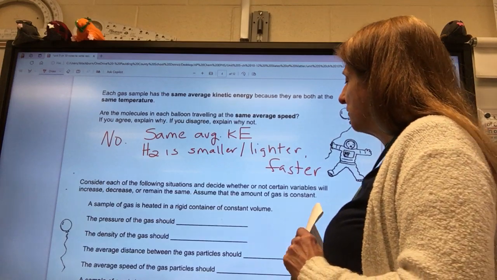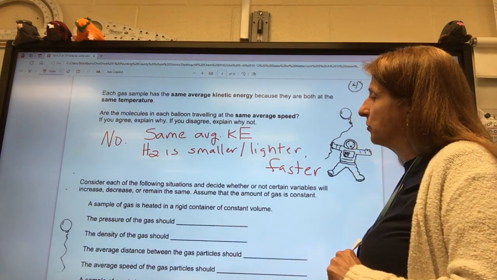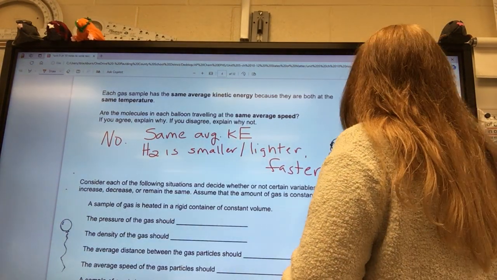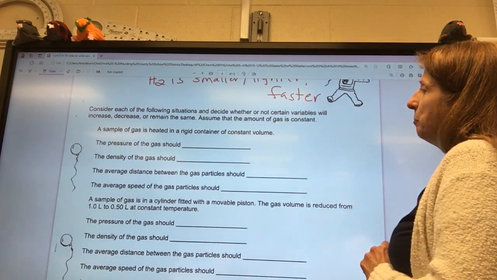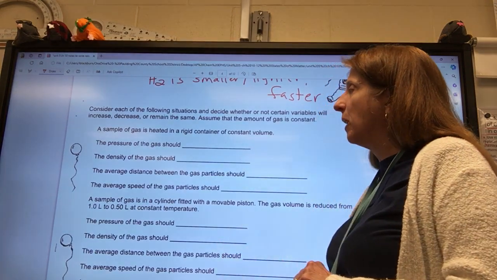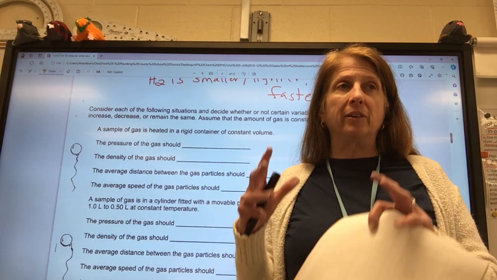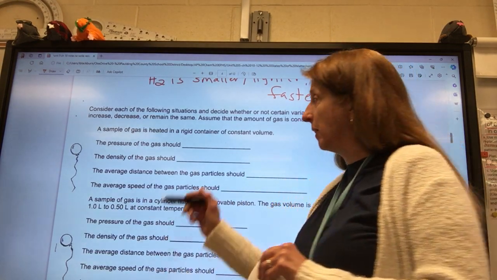Now, consider each of the following situations and decide whether or not certain variables will increase, decrease, or remain the same. Assume that the amount of gas is constant. Okay, so first of all, we have a sample of gas heated in a rigid container of constant volume. What's going to happen to the pressure? You heat it up, it's in a container, what's going to happen to the pressure? Increase, decrease, or stay the same?